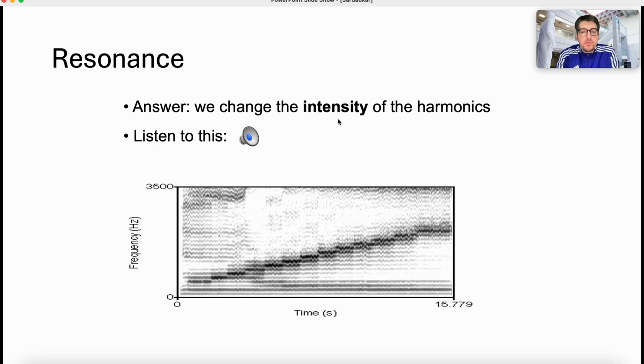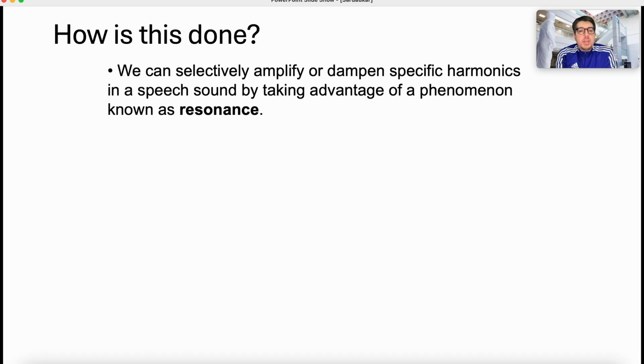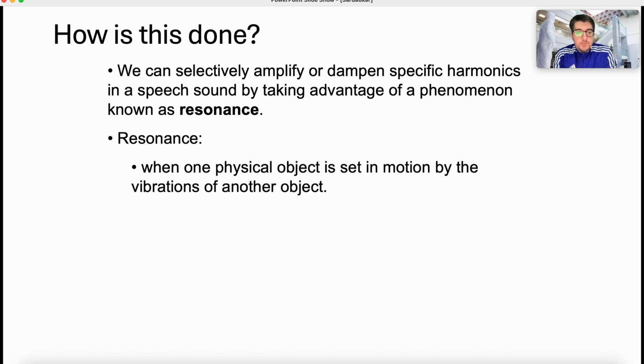Okay, maybe I went a bit too fast, but you get the sense, right, of how it was changed. How is this done? Well, we can selectively amplify or dampen specific harmonics, meaning amplify and make it louder, in a speech sound by taking advantage of a phenomenon known as resonance.